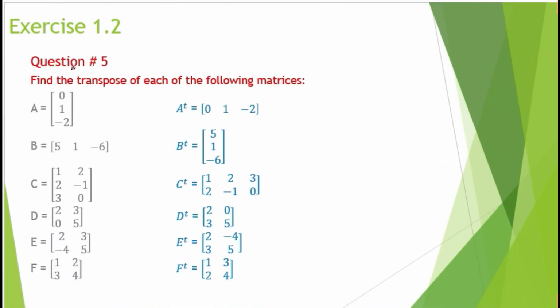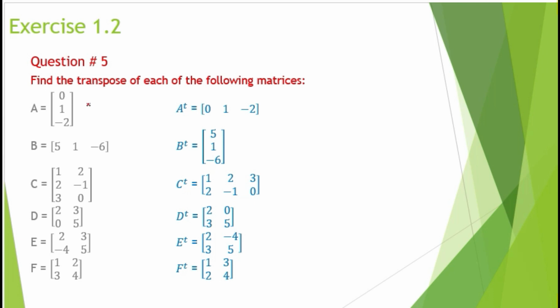Next is question number 5. Find the transpose of each of the following matrices. Here some matrices are given and we can find the transpose of all these matrices. So we know that the transpose of a matrix is obtained by interchanging rows into columns or columns into rows. So here A is equal to 0 1 minus 2. This is a matrix of 3 cross 1 order. So A transpose is obtained by changing the rows into columns.